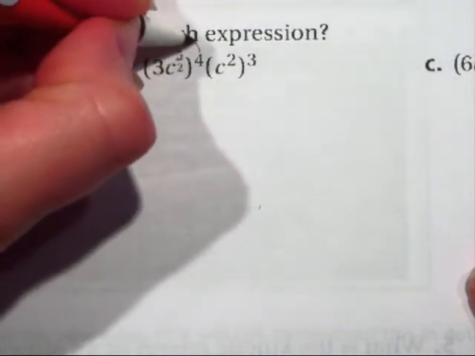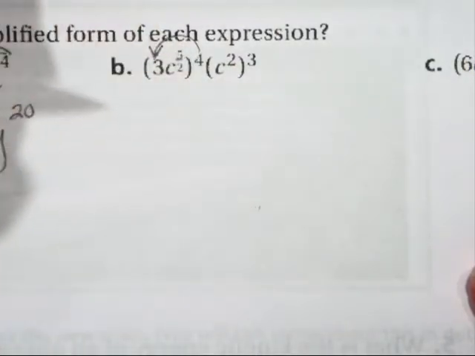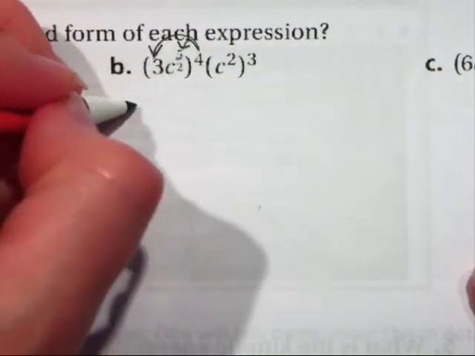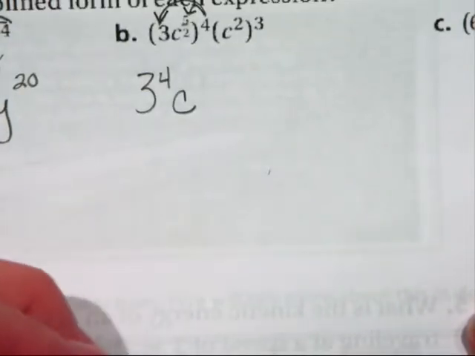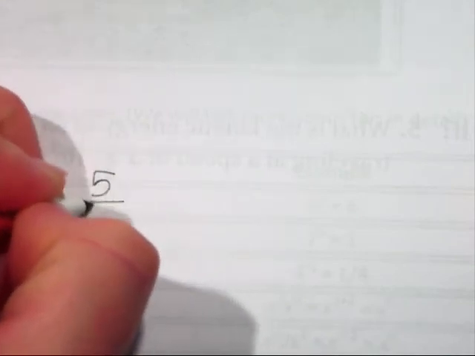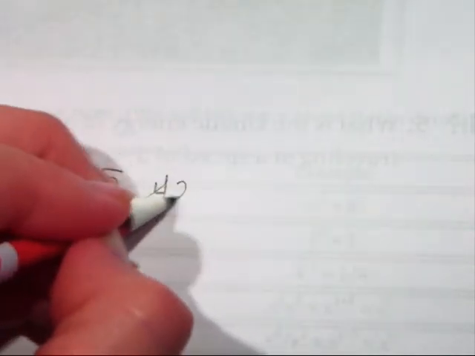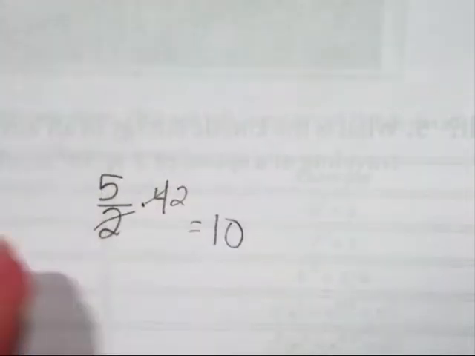Let's try part B. The 4 goes to the 3. A lot of people miss putting it with the coefficient. They only put it with the c, the 5 over 2. So I get 3 to the 4th, c to the, well, down here I'm going to figure out what it's going to be. It's going to be 5 over 2 times that 4. So let's see, 5 over 2 times 4 is 10. So that's c to the 10.